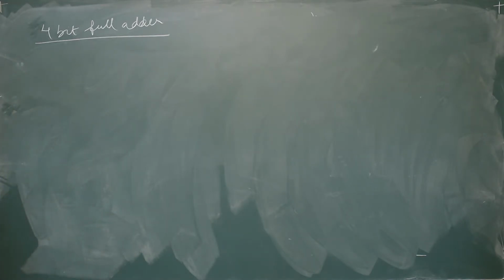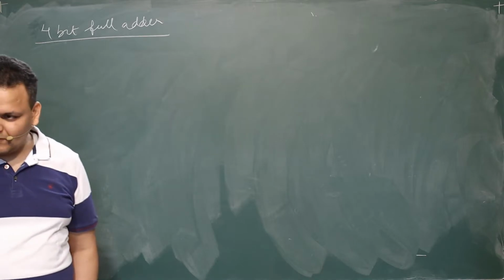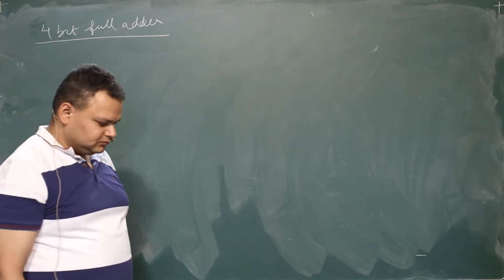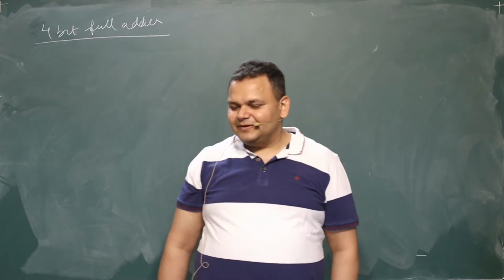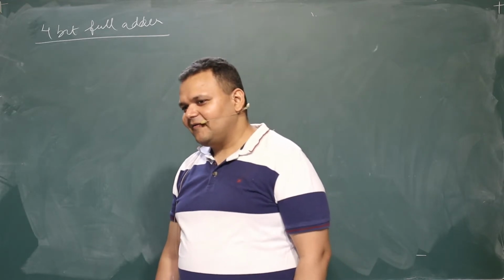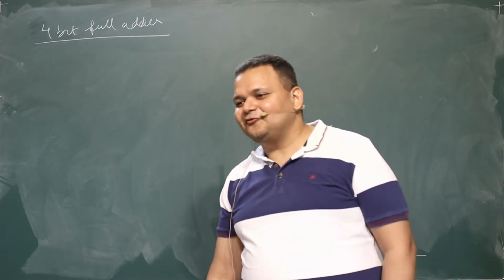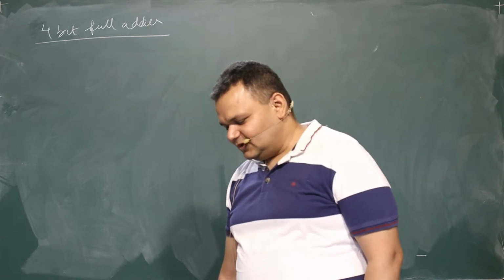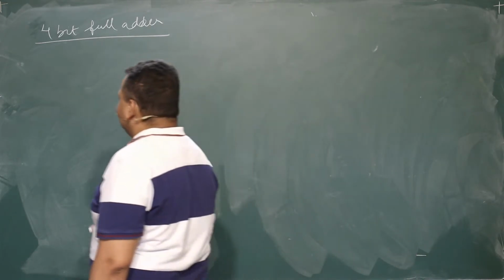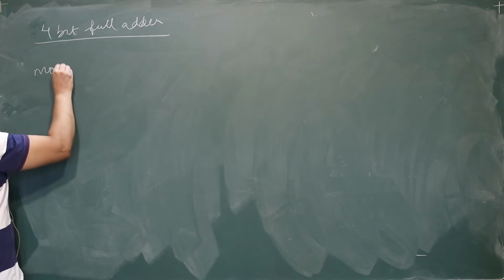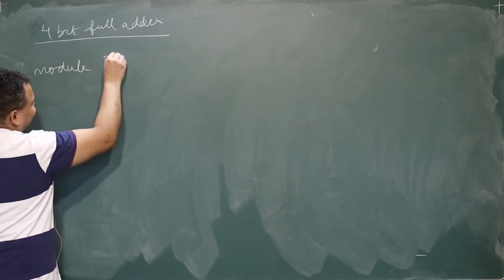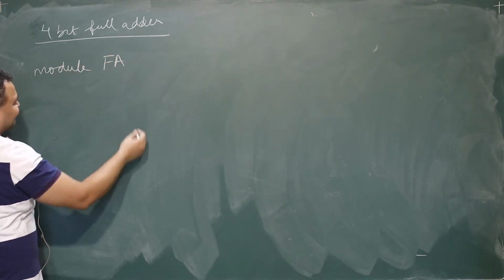So 4-bit adder के लिए हम hierarchically मतलब पहले एक full adder अलग से बना सकते हैं और उसको repeat times, that is what my intention is here. Okay, so let us start with designing a full adder. The first thing we are going to do is design a full adder. So module, let us call it as FA.